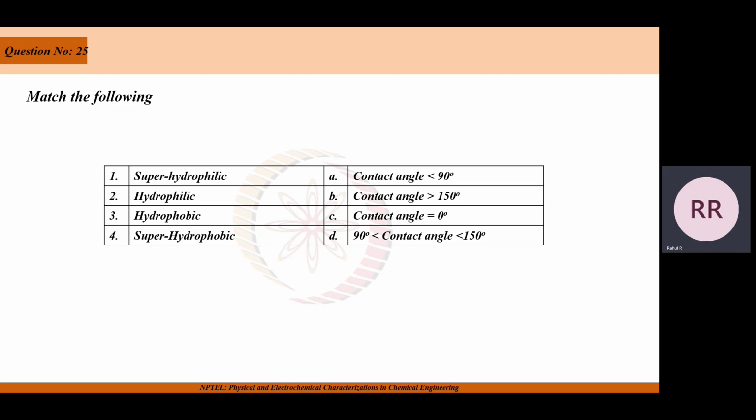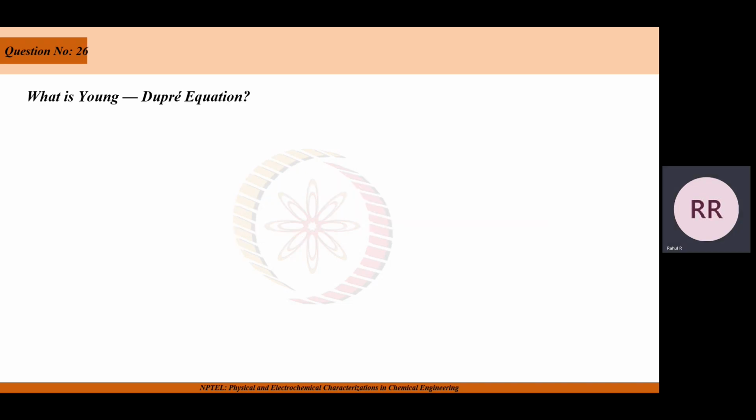So let me discuss the answer. For superhydrophilic, the contact angle is actually 0. For hydrophilic it is less than 90 degrees. For hydrophobic, it is between 90 and 150 degrees, and for superhydrophobic, it is greater than 150 degrees. So I hope this is clear to you. Let me go to the next question.